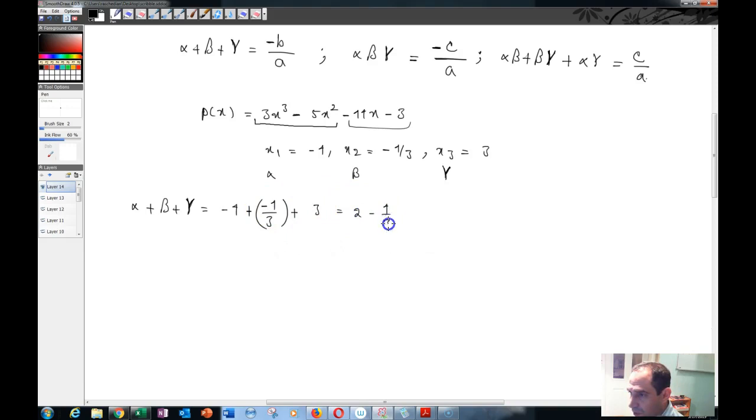2 minus 1/3 is equal to, so there you have 2/3, so 1 and 1/3. It's 1 and 1/3, which is equal to 4/3, I suppose, if I'm not wrong. So 2 minus 1/3 is equal to 3, and 6 minus 1 is equal to 5/3.